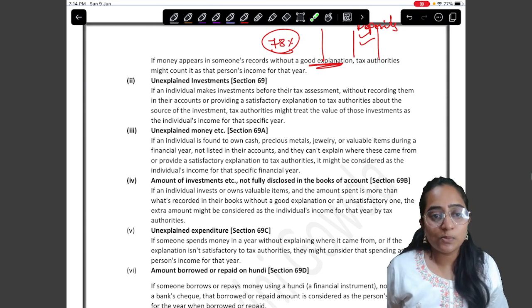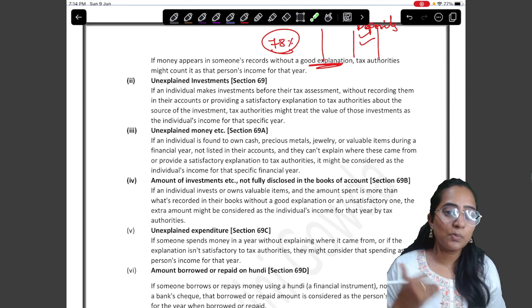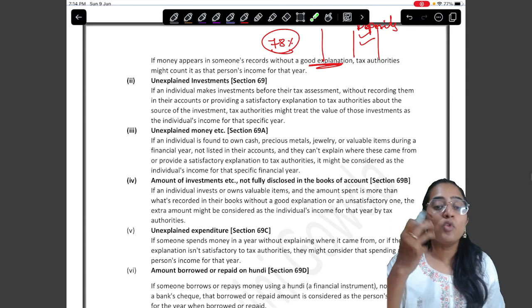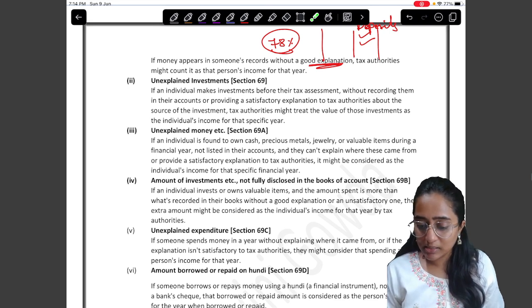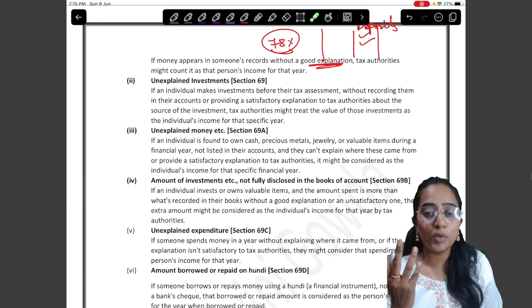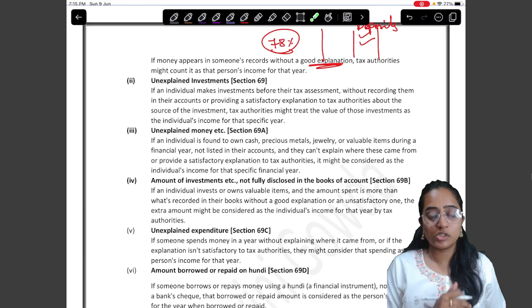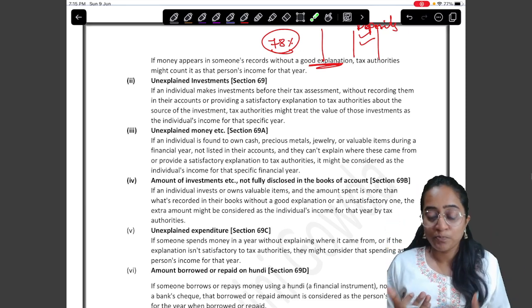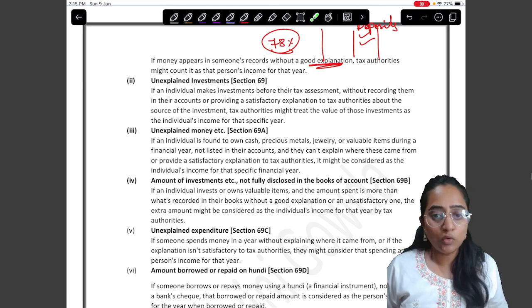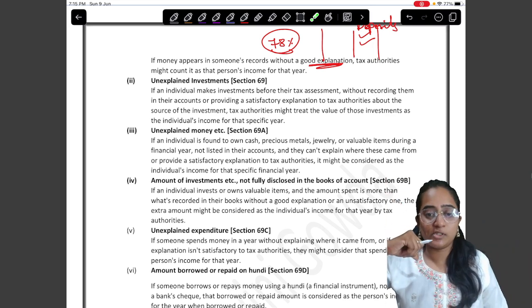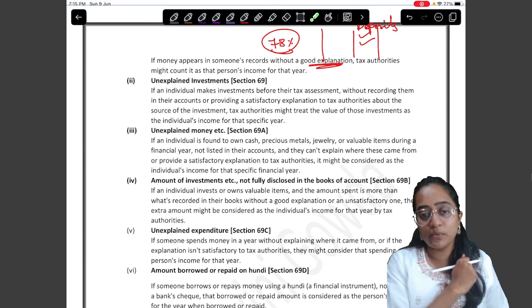Next, unexplained expenditure or investments. Unexplained investments mean wherein the investments have not been recorded in your books of accounts. That is, an individual makes investments without recording them in their accounts, and is not able to provide a satisfactory explanation to the assessing officer on how he earned such investment. If he has said 10 crore is the investment value, where did you get the 10 crore rupees from? Understanding that source of income, you should explain.